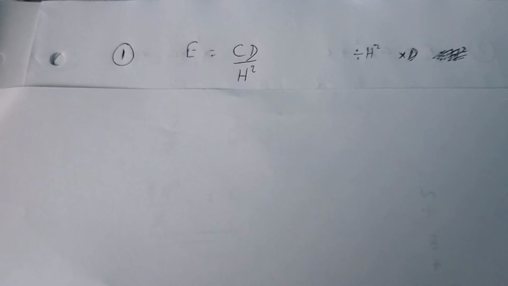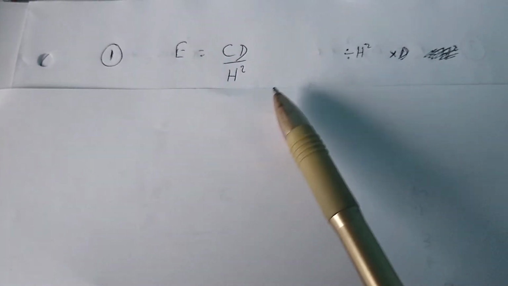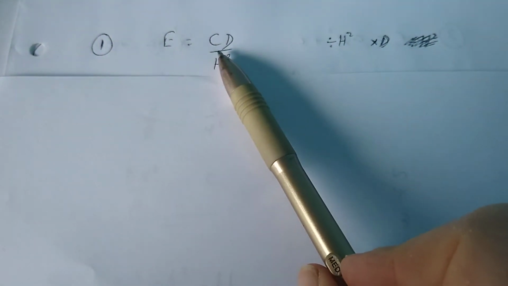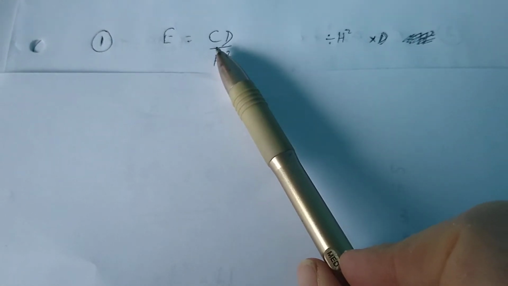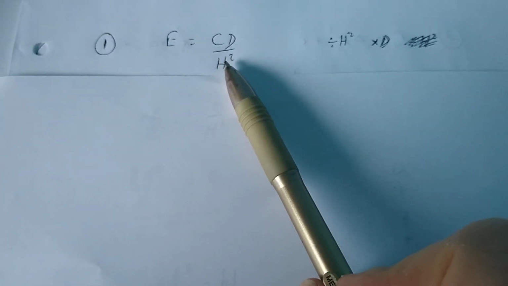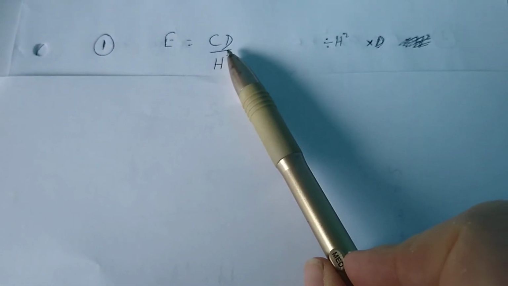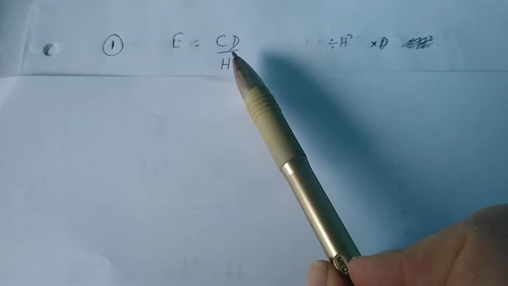So what we need to do, first of all, is think about what we are actually doing to the c here, because whatever we're doing, we will need to undo. At the moment, we are dividing it by h squared and also multiplying it by d. So we need to undo those, and we need to undo them in reverse BODMAS order.